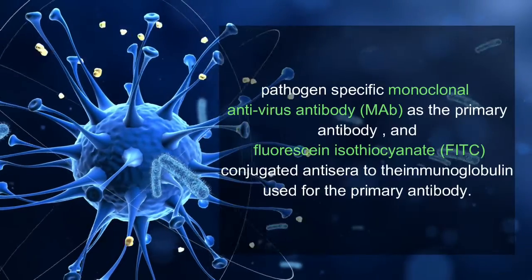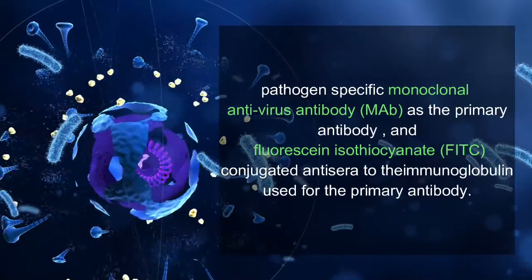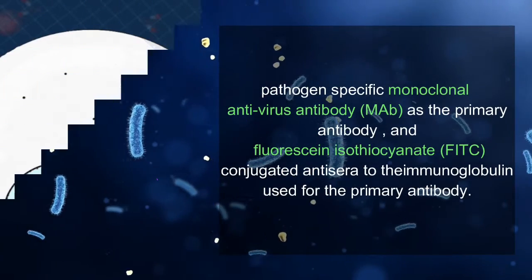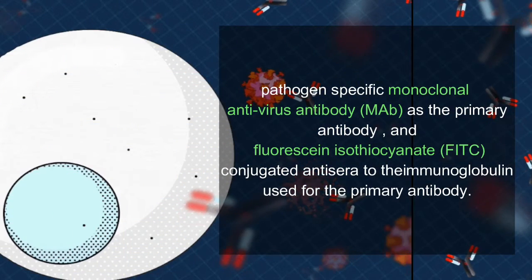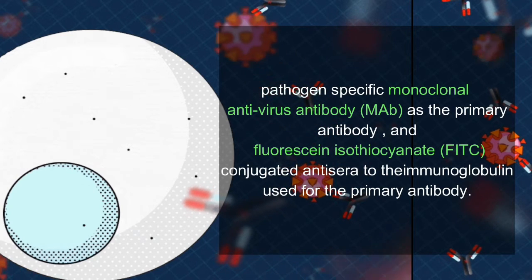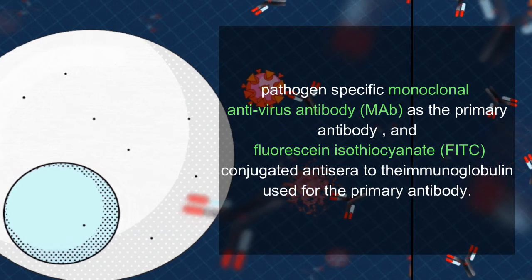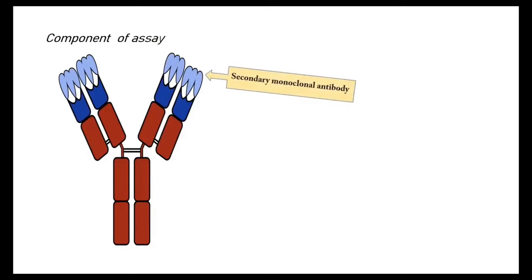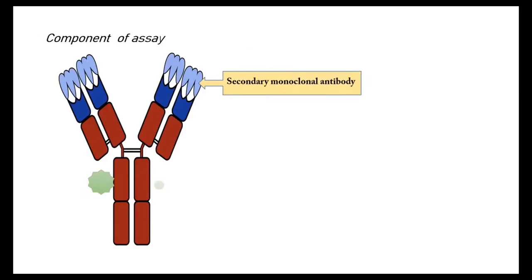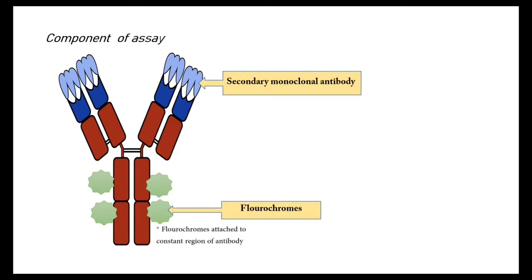This technique uses a pathogen-specific monoclonal antiviral antibody as the primary antibody, and fluorescein isothiocyanate-conjugated antisera to the immunoglobulin used for the primary antibody. So, what are the components of this assay? This assay contains certain markers. The markers for this indirect fluorescent antibody technique are composed of two components. First is the monoclonal antibody, and the second one is the fluorescent stain, also known as the fluorochrome.